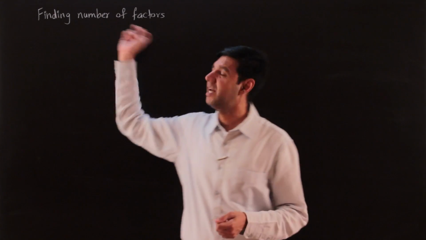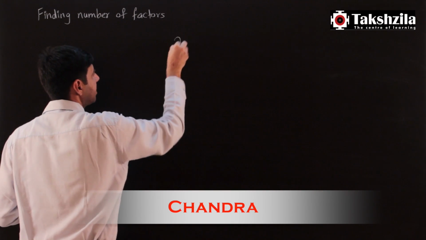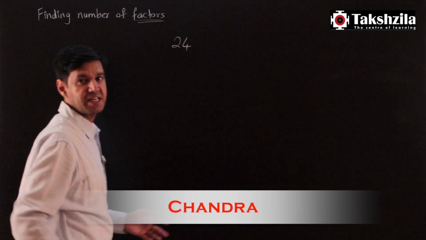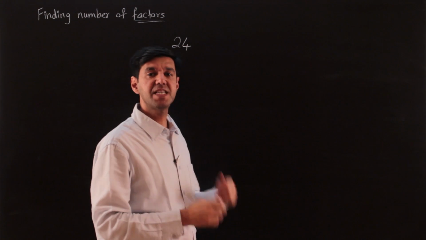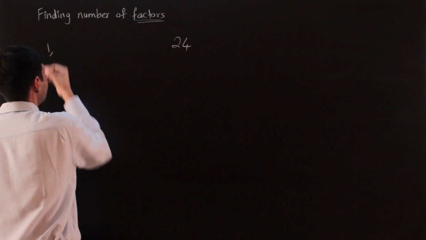In this lesson, we are going to find the number of factors of any given number. Let's start with a simple example, say 24. We want factors. Now, factors are less than the numbers, right? Factors are numbers that can divide the given number. So, 1 is a factor of every natural number.